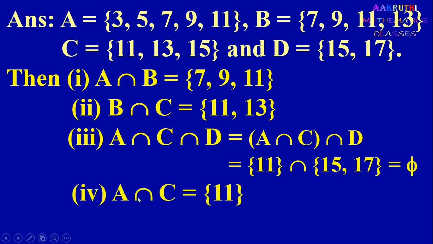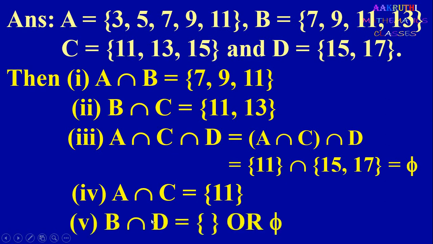So next question, it is A intersection C. That is common element in A and C. So it is 11. So common element in A and C is 11. So next question, it is B intersection D. Common element in B and D. Again there is no common element in B and D. So it is empty set, or we can write in symbol also.